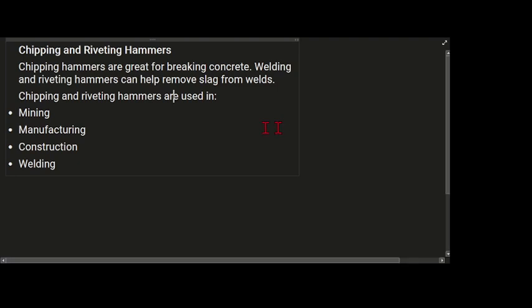So this is usually used in welding. They are great for breaking concrete. Welding and riveting hammers can help remove slugs from weld. So kaya pwede siya sa mining, manufacturing, construction, and welding.